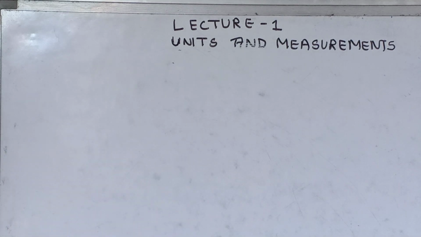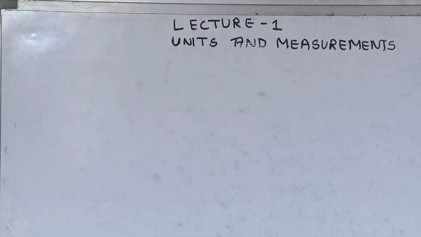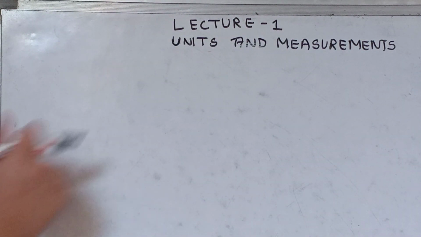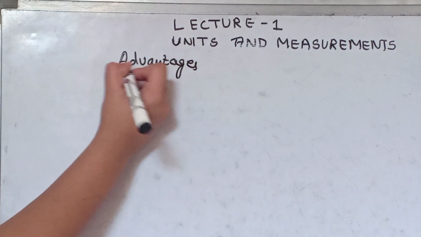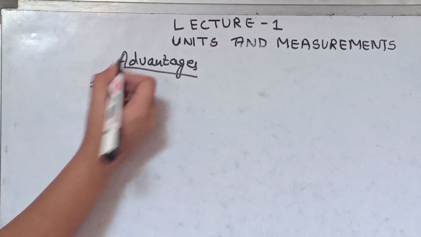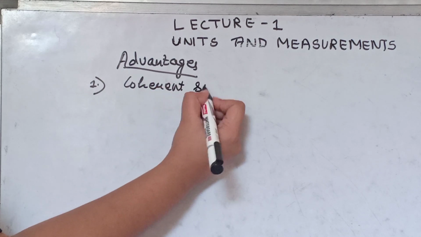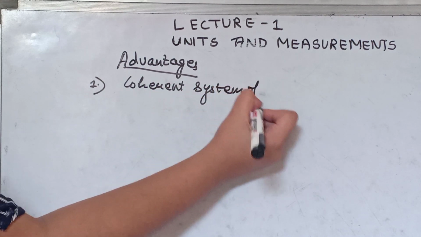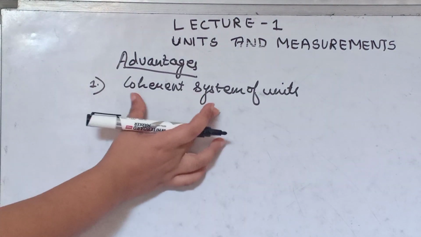So next we are going to study about advantages of SI units over all other system of units. Why SI system is chosen as the international system of units. What are its advantages? Okay, so advantages. Number 1 is that this system of units is a coherent system of units. What do we mean by coherent system of units?